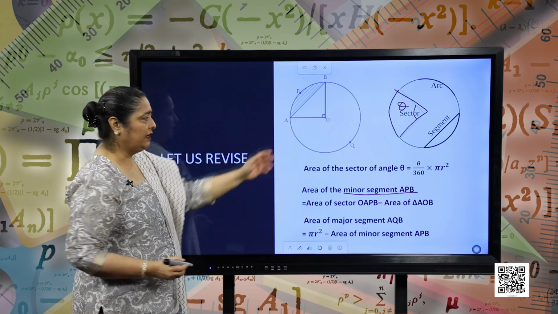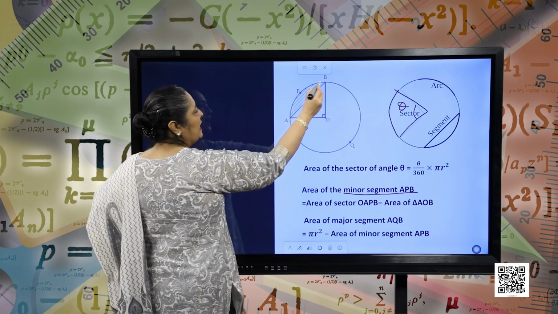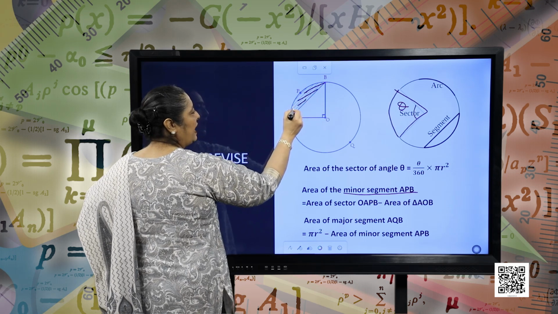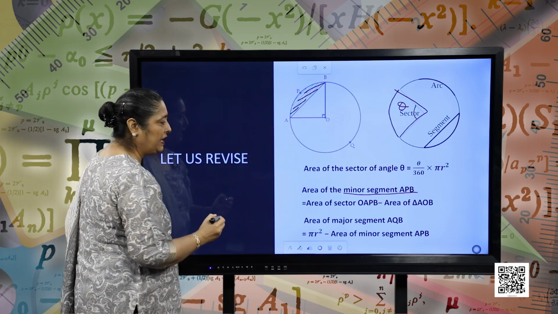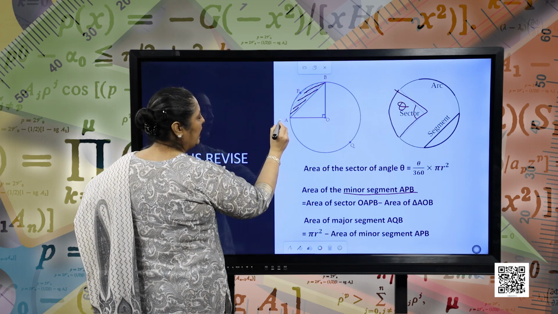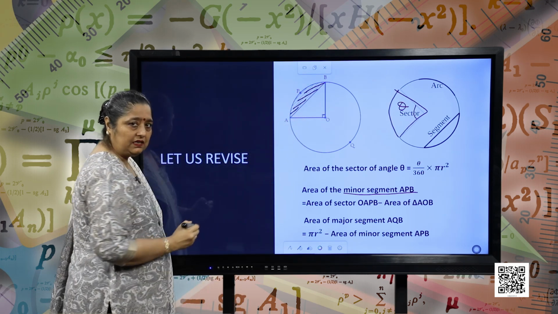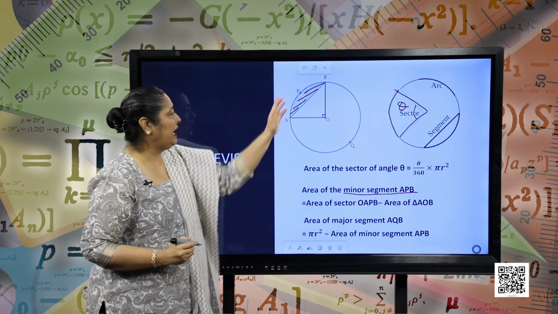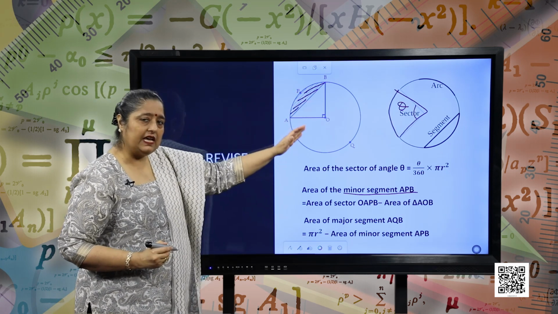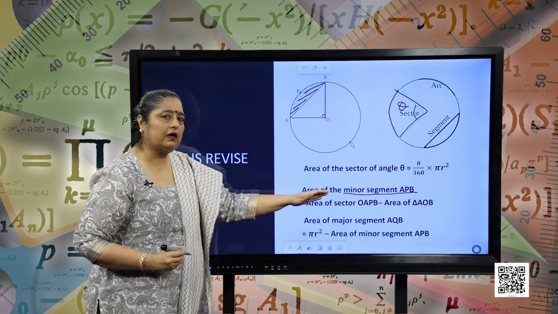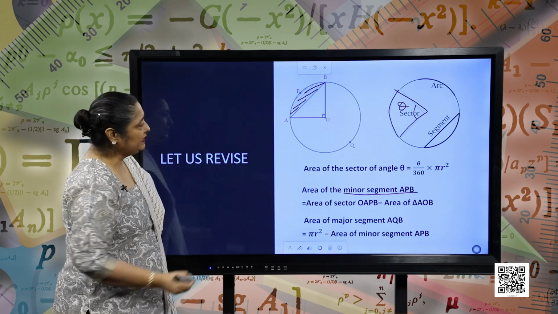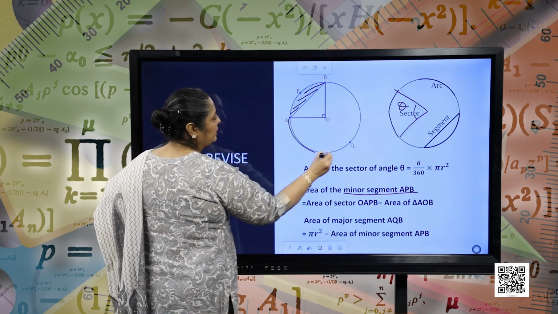Let us see in this figure. APB. This is the minor segment. Then the area will be the sector area AOPB. This is the sector. Subtracting the area of the triangle AOB from the area of the sector, we have the area of the minor segment. Similarly, the area of the major segment.